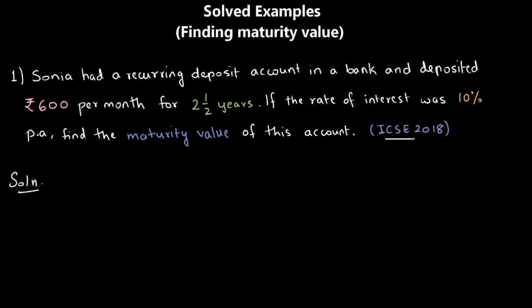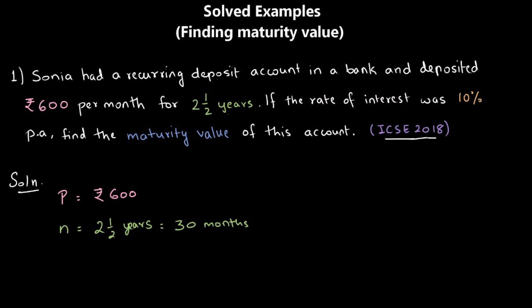Right. So first, let's just note what all information we've got. We can see Sonia is depositing rupees 600 per month, so that is basically a monthly installment. So I can say P is rupees 600. For 2.5 years, my maturity period now is N, 2.5 years. Remember one thing, we always keep the maturity period in terms of months. So 2.5 years converted to months: 2 years is 24 months, half a year is 6, so 24 plus 6, which is 30 months. Don't forget to convert the maturity period to months if necessary.